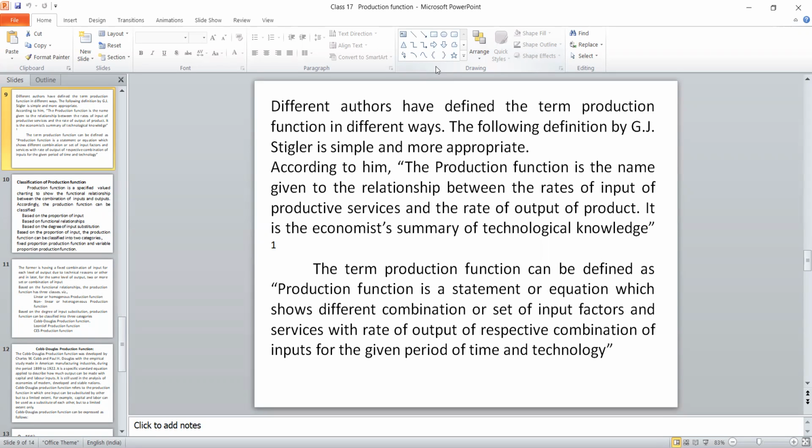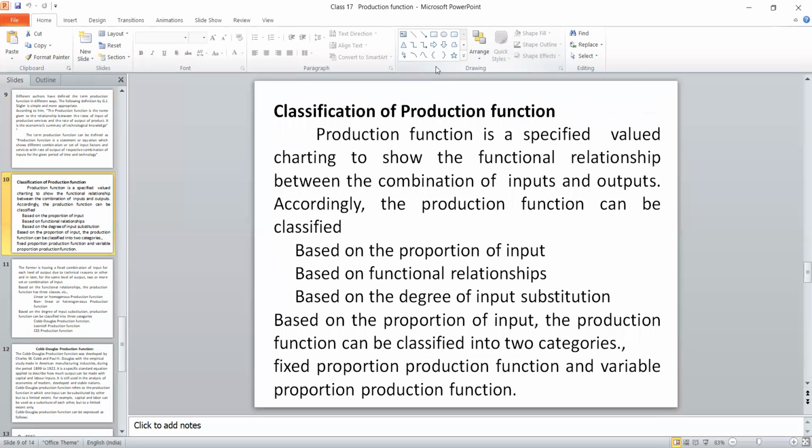The production function is also defined as a statement or equation which shows different combinations of input factors. What are the input factors? Land, labor, capital, organization. Input factors of service with a rate of output of respective combinations in a given period with time and technology. So these two definitions suit the production function.